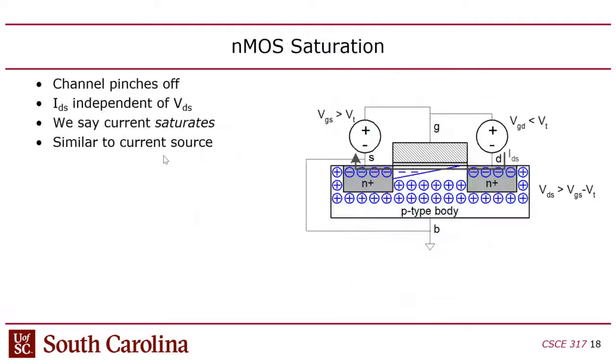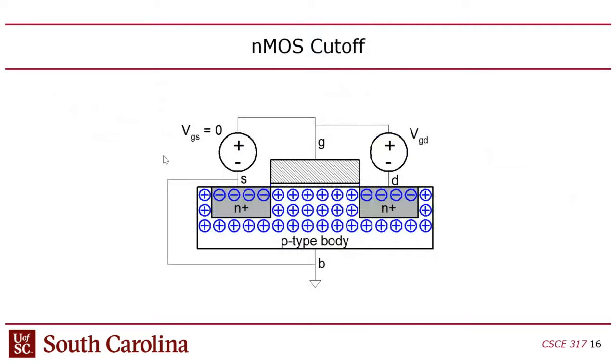And so that's the whole idea behind the three different operating modes. So there's the cutoff mode, where the transistor is turned completely off because the voltage on the gate is less than the threshold.